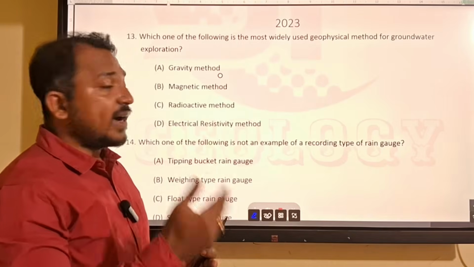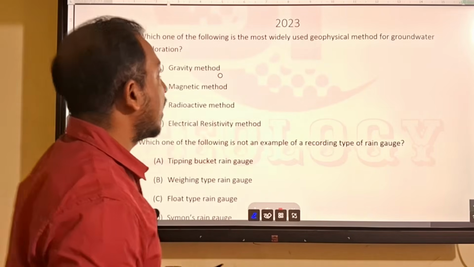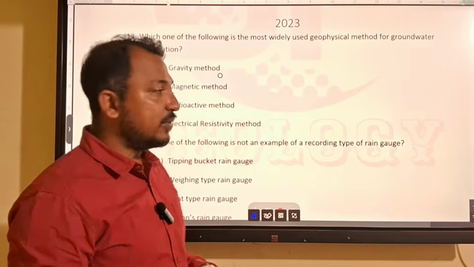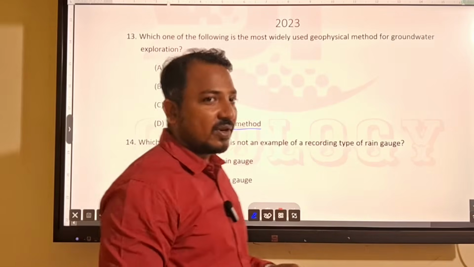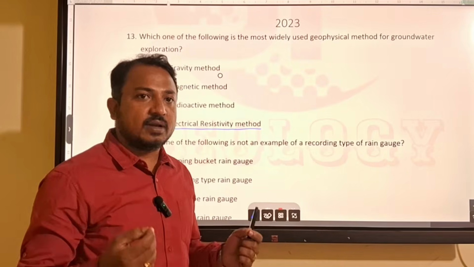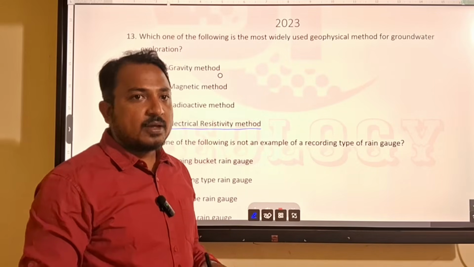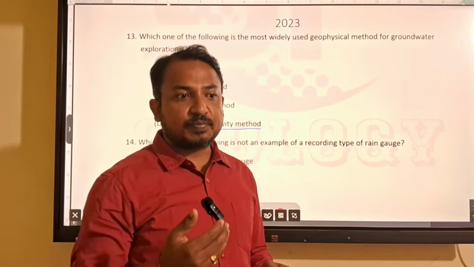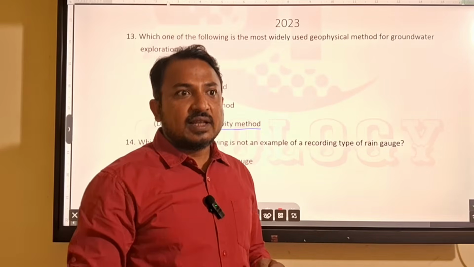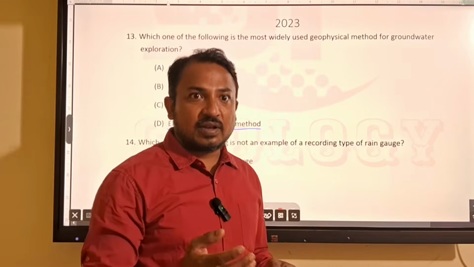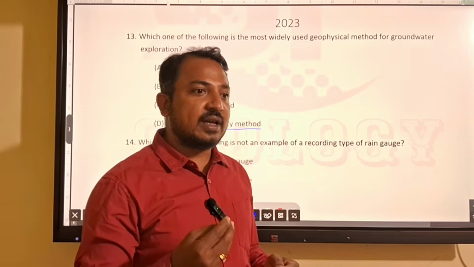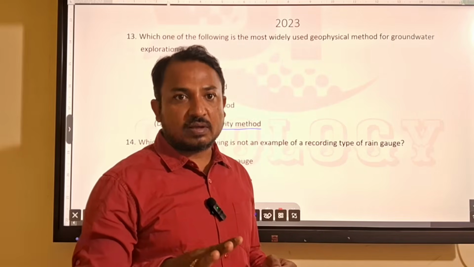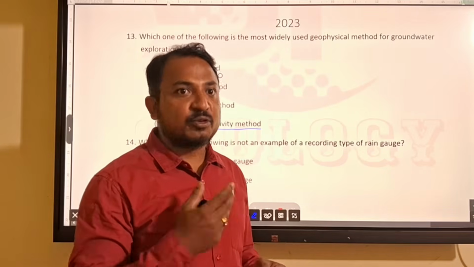Which one of the following is the most widely used geophysical method of groundwater exploration? For groundwater exploration, we basically use the electrical resistivity method. In the electrical resistivity method, we supply current to the subsurface region and measure the resistivity. When this current flows through the subsurface region, it doesn't flow like in a metal, it flows like in an electrolytic solution. For the flow of this current, it requires water and porous formation.